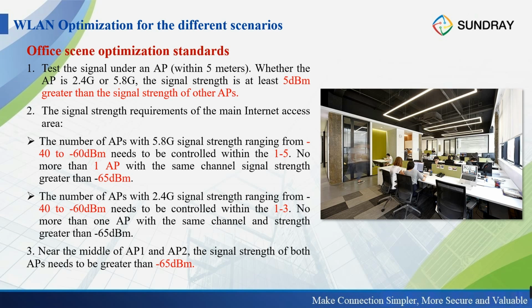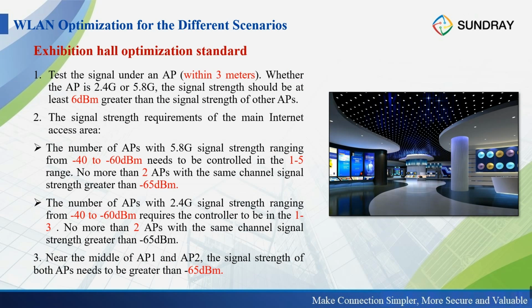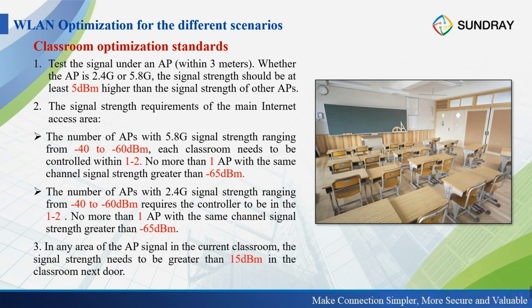Same with 2.4G. And between the APs, AP1 and AP2, the signal strength of both APs needs to be greater than negative 65 dBm. In the classroom, same, but this is the other AP. We see 3 meters because the AP is installed in the classrooms, and the height of the classroom is around 3 meters. So the signal from this AP should be 8 dB higher than the signals of the other APs.